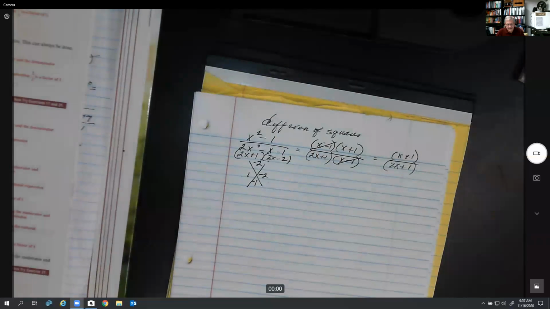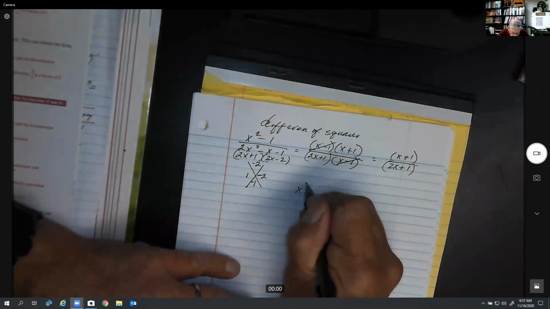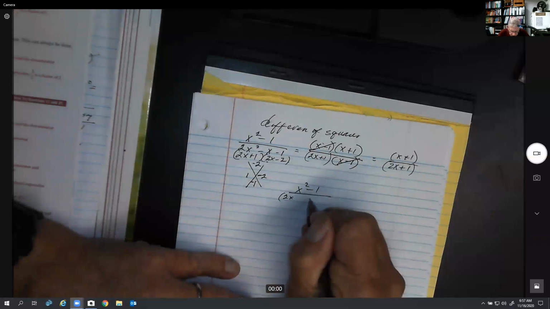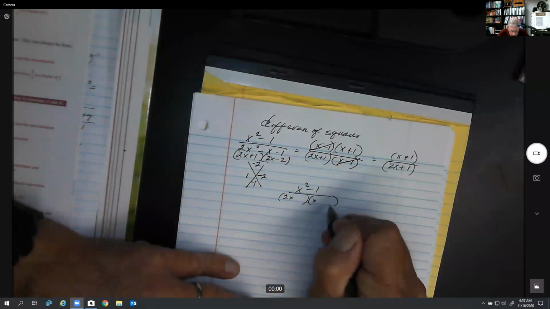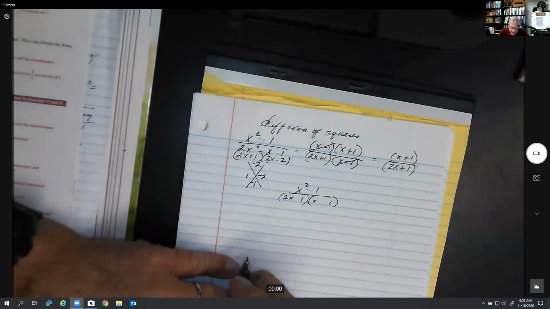Now, in a problem like this, sometimes it's easier just to do trial and error factoring. Let me try it again. We do some basic trial and error, 2x and 1x. We know that's got to be a 1 and a 1, and where you place your negatives is important.